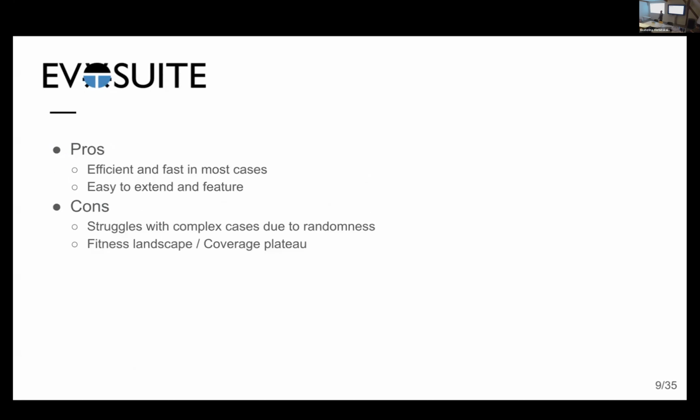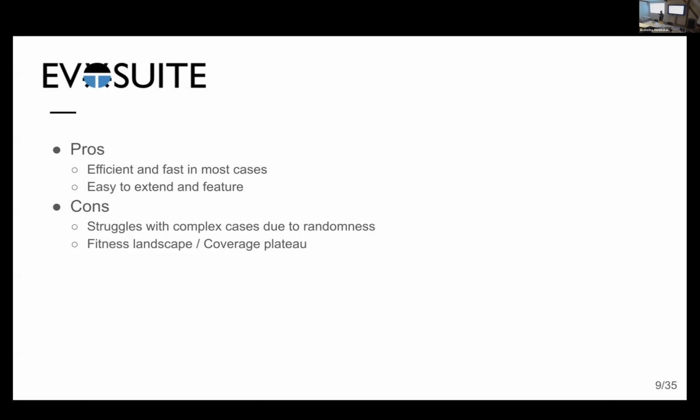To sum things up, we have a tool that is efficient and fast in most cases, and easy to extend. Like we can add new mutations if we want, we can tune it and so on. However, it has a couple of disadvantages. For example, as I mentioned, it struggles with complex cases because there can be only one set of features, for example, that cover a specific branch, and it can be hard to guess it. It is called the flag problem.